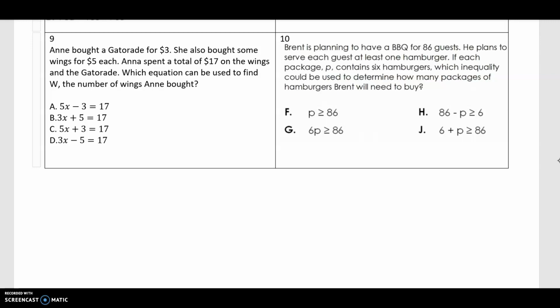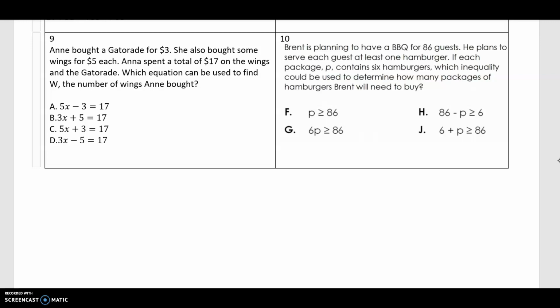Number 10. Brent is planning to have a barbecue for 86 guests. He plans to serve each guest at least one hamburger. If each package, P, contains 6 hamburgers, which inequality can be used to determine how many packages he will need to buy?